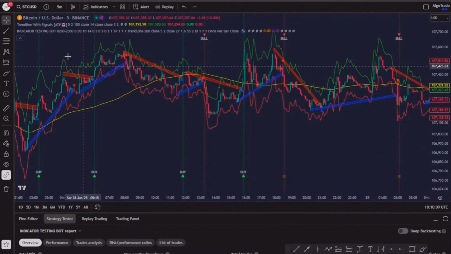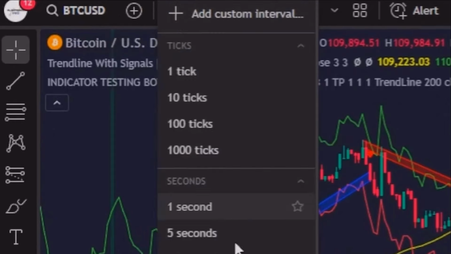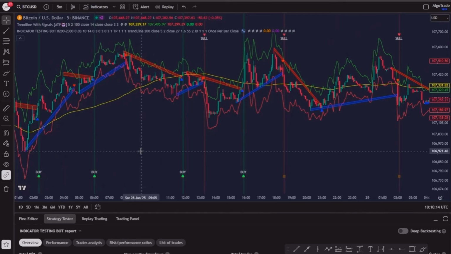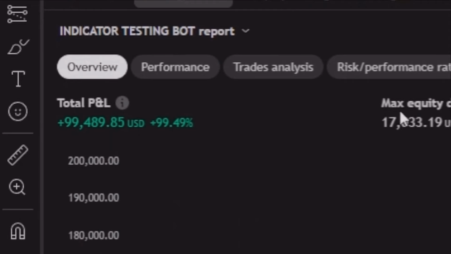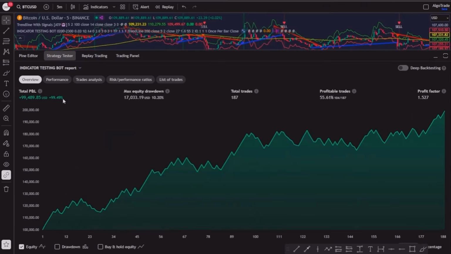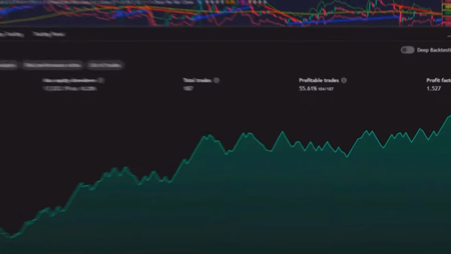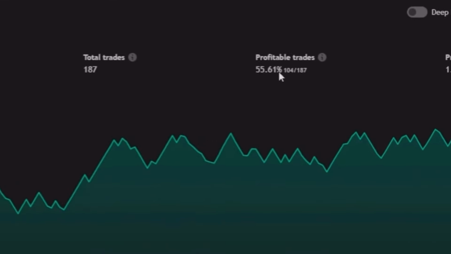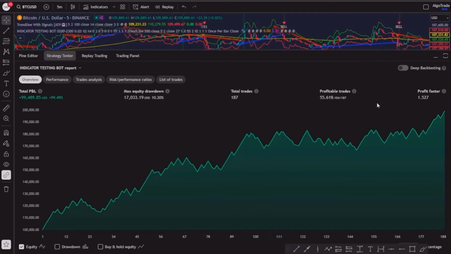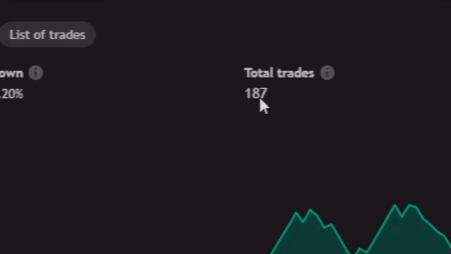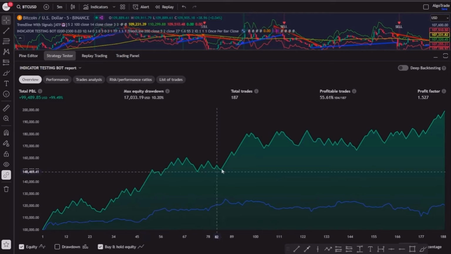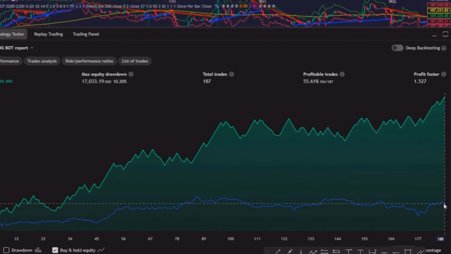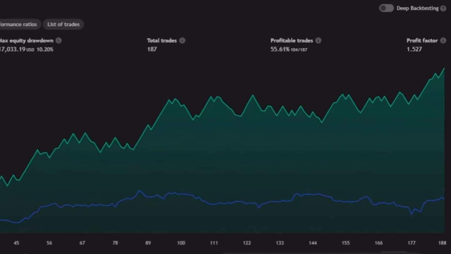We tested this exact scalping strategy on Bitcoin using all available data from the 5-minute time frame over the last 2 months, and the performance, honestly, very impressive. Nearly 100% total profit, which averaged around 50% per month, a solid 55.61% win rate, only 10% drawdown, a profit factor above 1.5, and a total of 187 trades, which means about 3 trades per day. Also, as you can see on the equity curve, the strategy massively outperformed the buy and hold equity, with more efficiency and less risk.